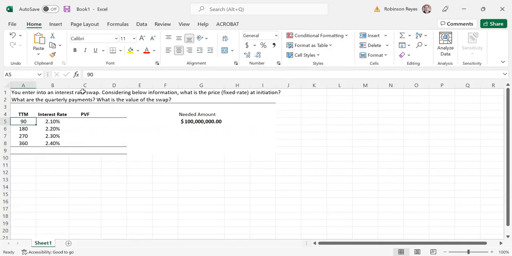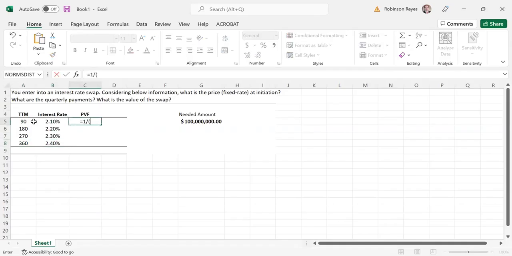In this case, these are quarterly payments. I should have started by saying that 90 days from now you get a payment, 180 days you get another payment, 270 days you get another payment, 360 you get another payment. So the present value factor would be 1 divided by 1 plus this rate, but we need to multiply this rate by 90 divided by 360, right?